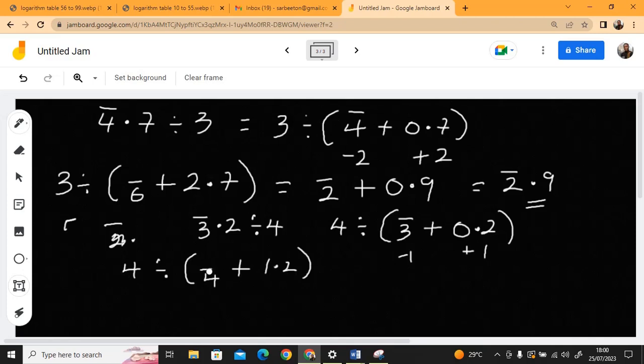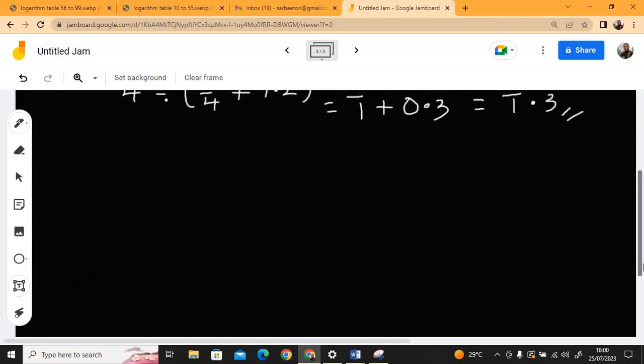So 4 divided by bar 4, it should give me what? Bar 1 plus 4 divided by 1.2. That should give me 0.3. Yes, 0.3. So my final answer, if I add this together, will be what? Bar 1.3. So that is that for that. Let's take one more under this one.